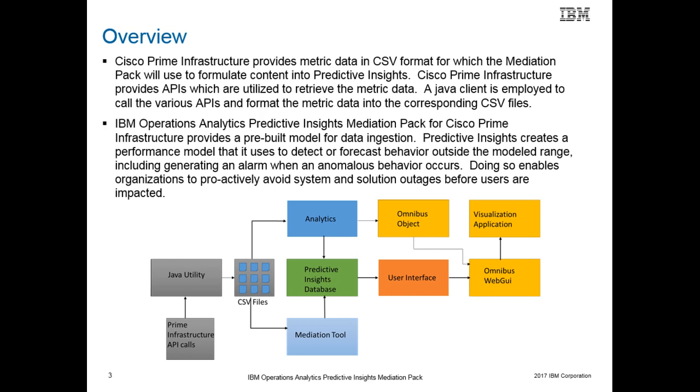The Cisco Prime Infrastructure provides APIs which are utilized to retrieve the metric data. A Java client is employed to call the various APIs and format the metric data into the corresponding CSV files. The diagram at the bottom of the slide shows that the Java utility retrieves Cisco Prime metrics and then formats them into CSV files, which are then ingested by the Predictive Insights product.